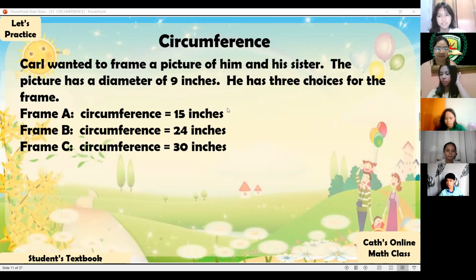Ma'am, kung anong frame, ma'am? Yes, kung kaninong frame siya. Hindi ko gets kaya hindi ako mag-chat. Wala na lang.